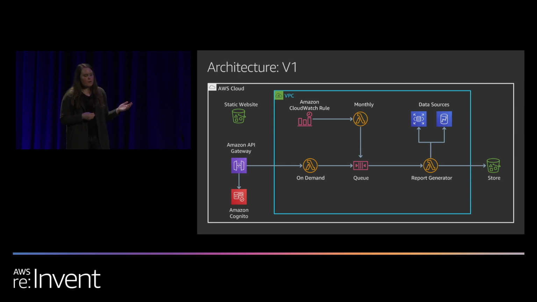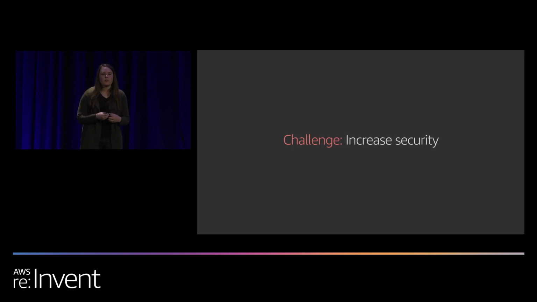For the monthly reports, a CloudWatch rule triggers a Lambda once a month. That Lambda generates report requests for each account in the queue. Well, that was great. It's working great, but there's one challenge. Kamal and Megan want to increase security for the static website.